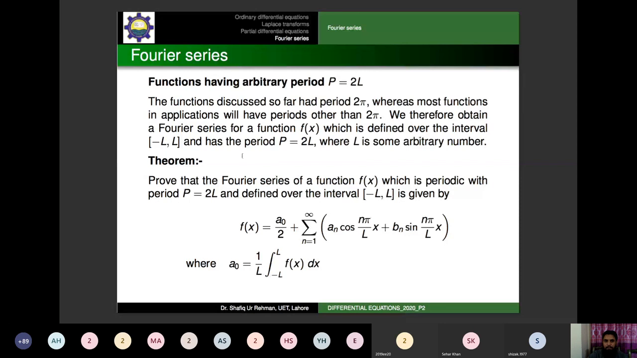The theorem states that the Fourier series of a function f of x which is periodic with period 2L and obtained over the interval from minus L to L is given by that expression. Pretty much the same expression is there: a naught upon 2 plus summation of an cosine n pi x upon L plus bn sine n pi x upon L.